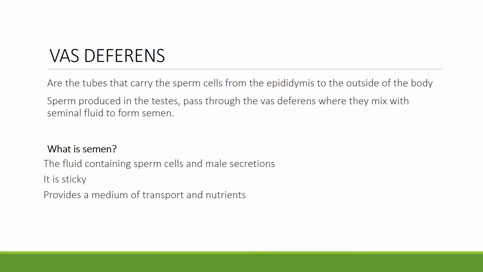The vas deferens, also known as the ductus deferens, are the tubes that carry the sperm cells from the epididymis, where they've been maturing, to the outside of the body. Remember that the sperm cells are produced in the testes, go to the epididymis to mature, and then pass through the vas deferens, where they mix with seminal fluid and form semen. So semen is the fluid containing sperm cells and male secretions. It is sticky because it contains a sugar, and it provides a medium of transport and nutrients.